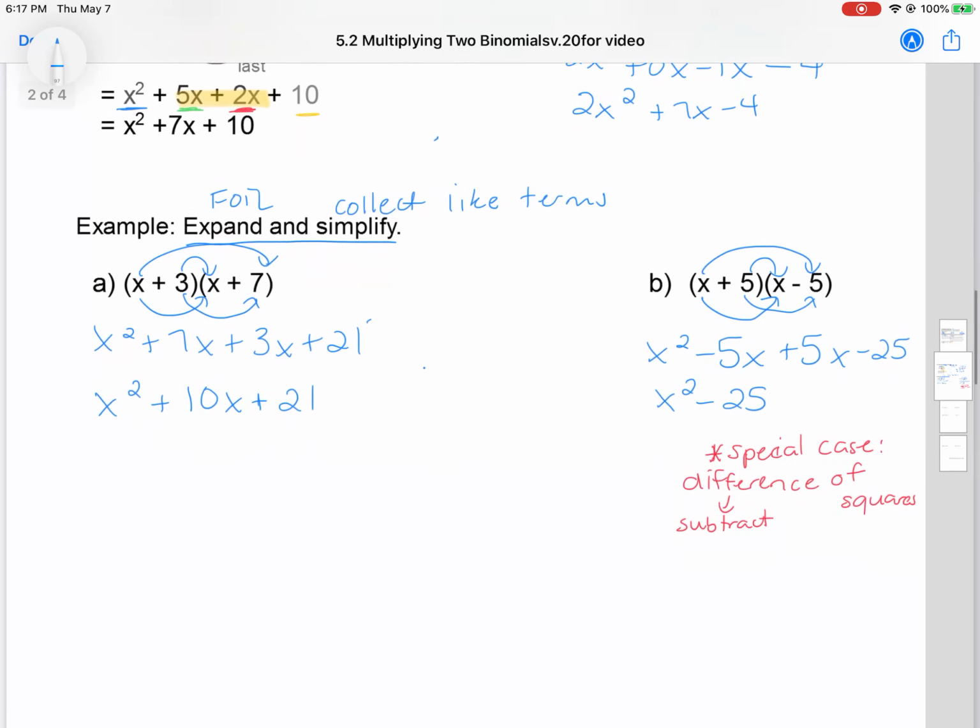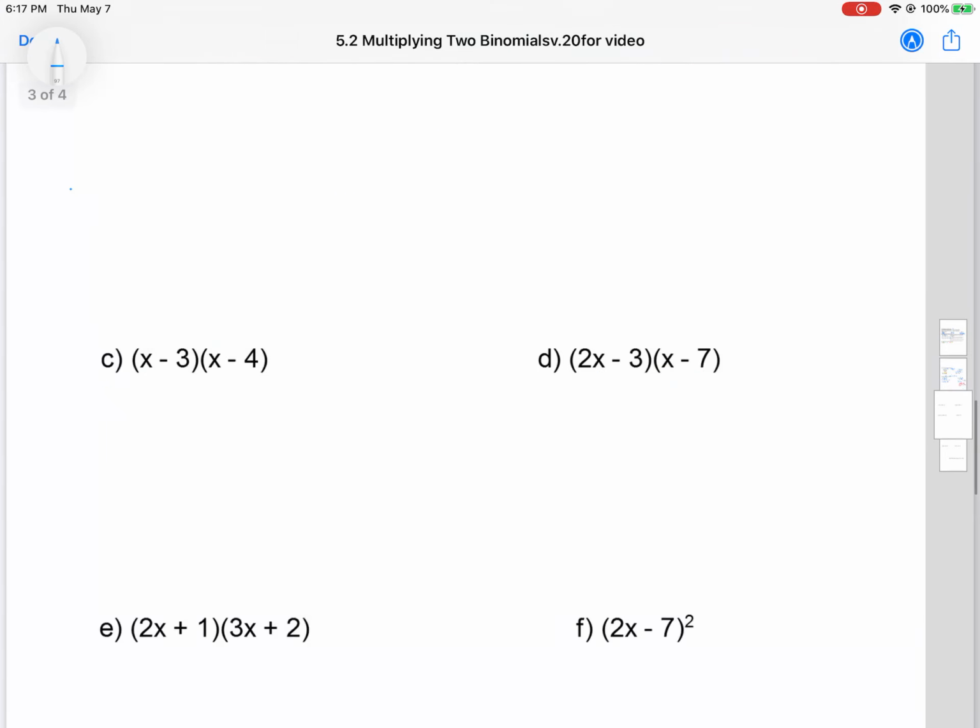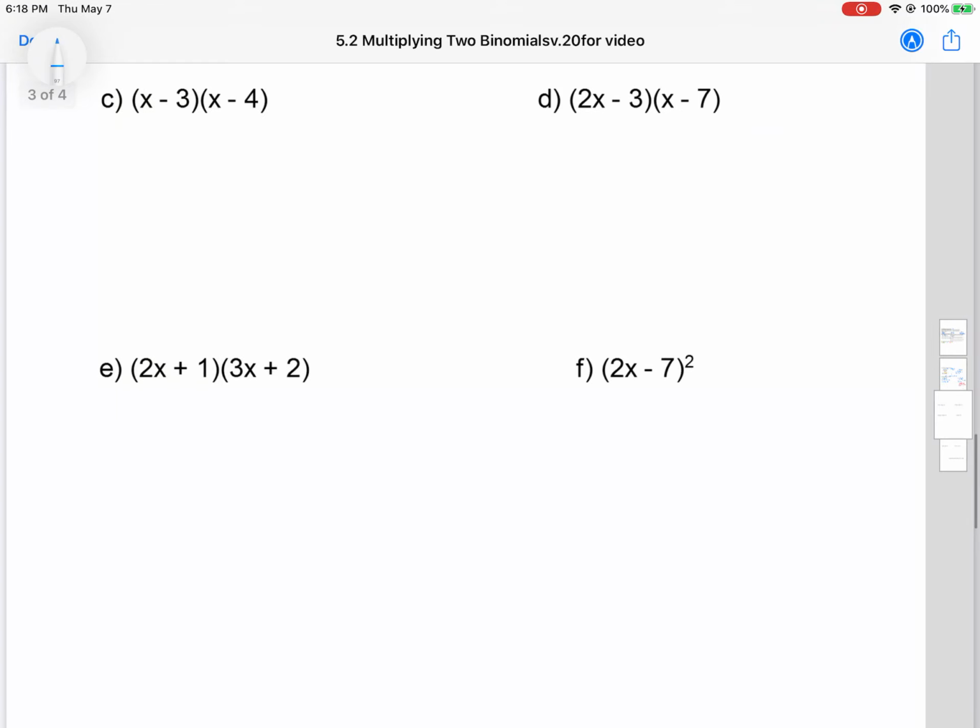All done there, right? Okay, so now we have some more. First, x squared, outside, negative 4x, inside, negative 3x, and last. So now we've got negative 3 times negative 4, which is going to give us a positive 12. And collect the like terms in the middle, 7x, negative 7x, plus 12.